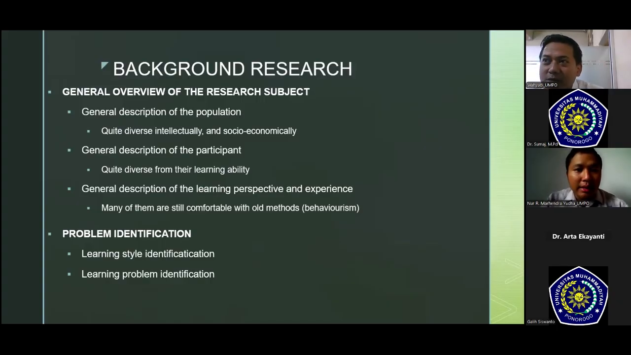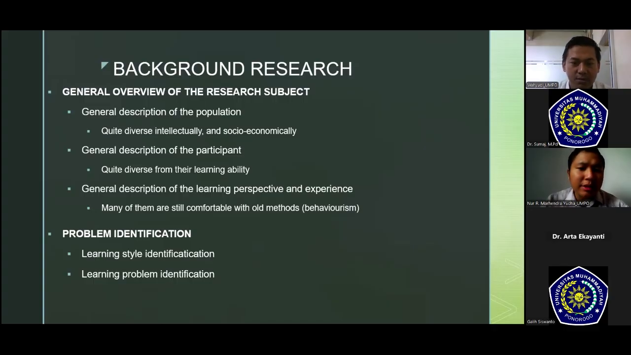We can say that the population, which is actually the school, is quite diverse intellectually. We can see there are some distributions of intellectual ability, both intellectually and socioeconomically. That's a good thing because we can pull out many samples based on their individual variations. Here's the general description of the participants, quite diverse in their learning ability. That's good as well, because we can pull out certain characteristics in that sample.